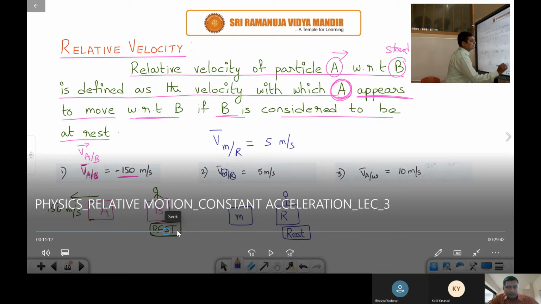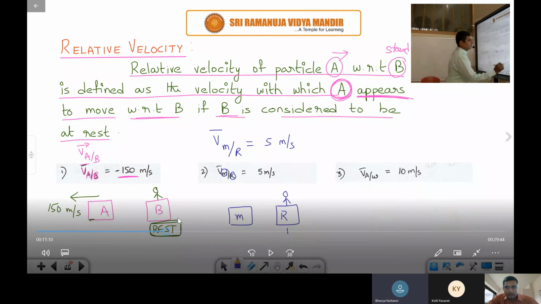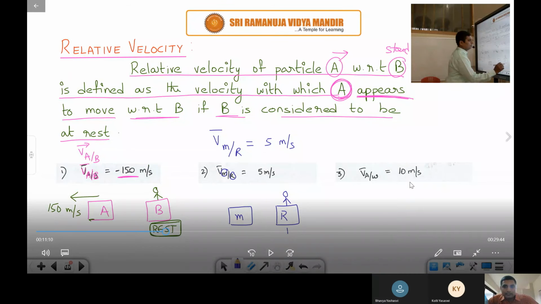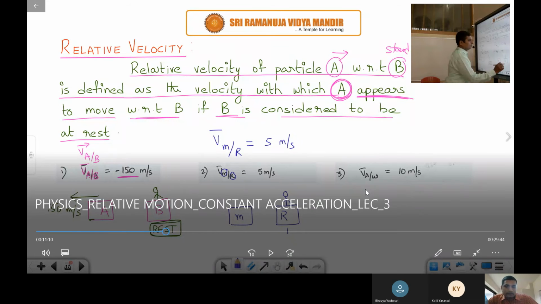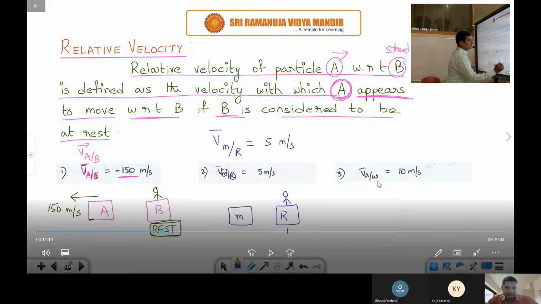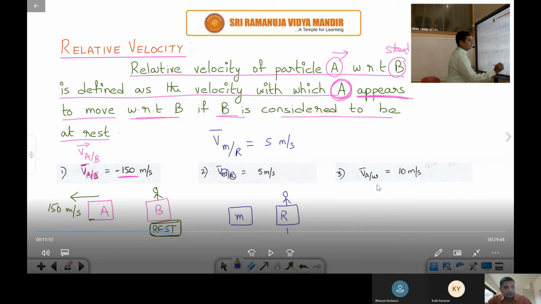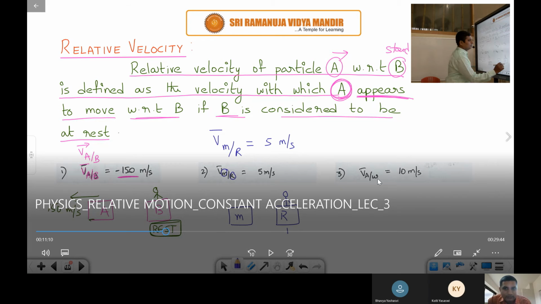Bhavya Shrisvi, tell me this one. What is the velocity of aeroplane with respect to wind is 10 meters per second? When I say velocity of A with respect to W is 10 meters per second, what is the way to understand? Here A means aeroplane, W means wind. What does it mean? It means that we are standing on?